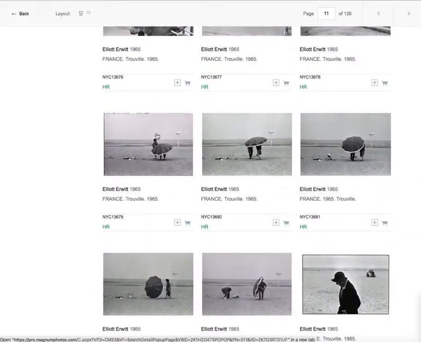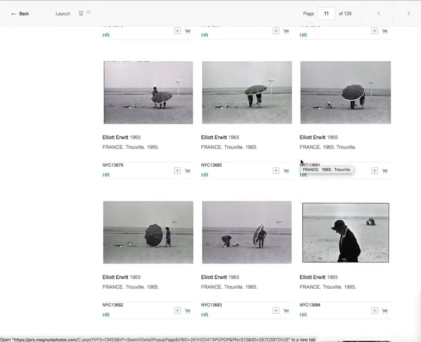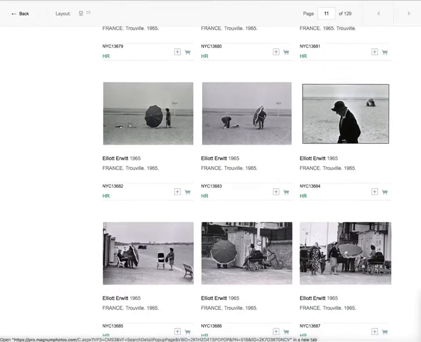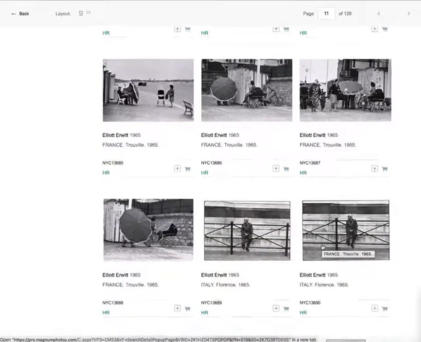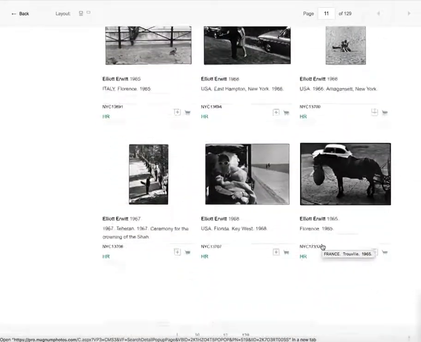Here's an example of that. I think I was reading he was following this couple with the umbrella, and they couldn't get it down, so he followed them around and shot a whole series of images.